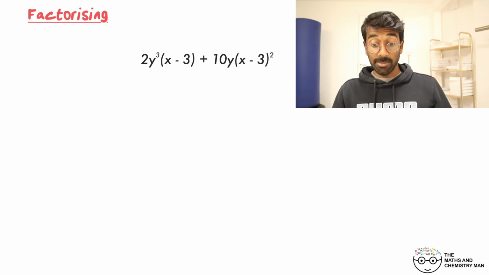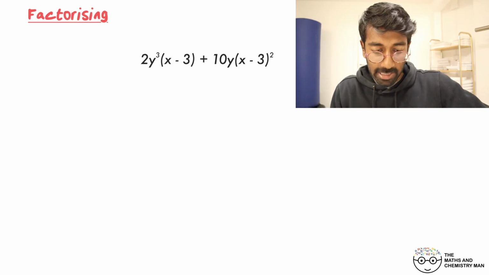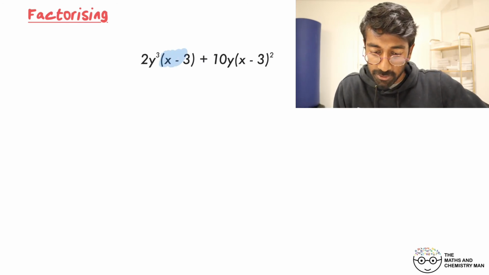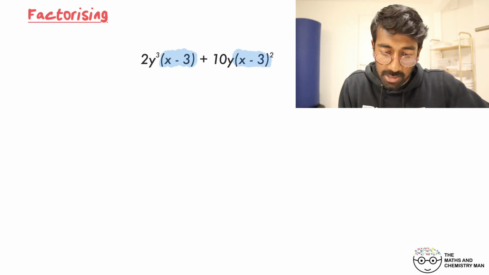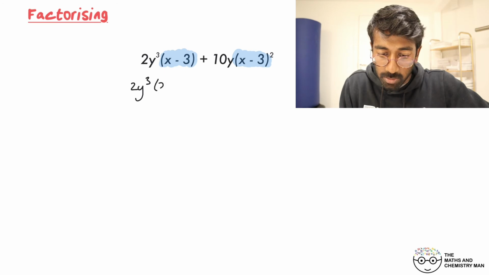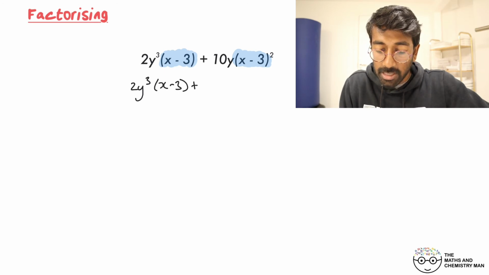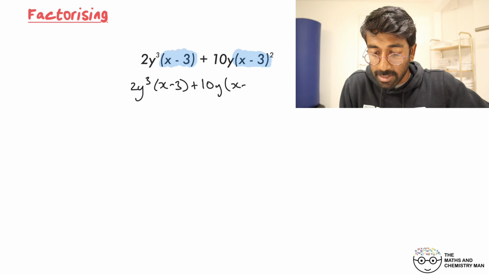And the next one, very, very similar. So again, we've got this bracket that we can factorize out. We've got that x minus 3, and there we've got x minus 3 squared. So what I'll do is quickly rewrite this. This is the same as saying 2y cubed, and then x minus 3, plus 10y, and then x minus 3, and another x minus 3.